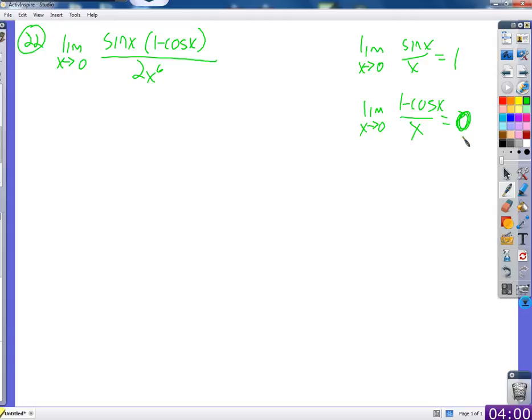After a couple of x's, I have a bottom. You can break this into the product of several limits. I broke it up as sine of x over x times 1 minus the cosine of x over x times 1 over 2x to the 5th. We get 1 and 0, and then now we have 1 over 0. But since it tends to 0, and it's 0 in this function, we're just going to have 0.